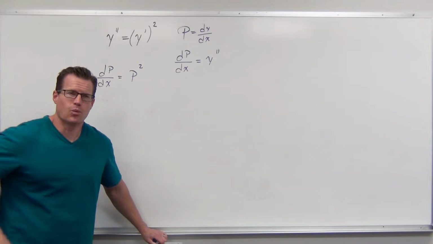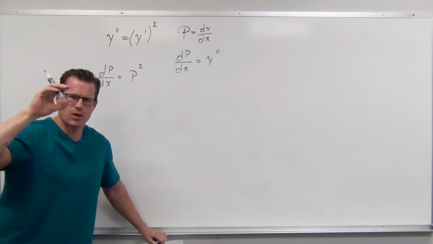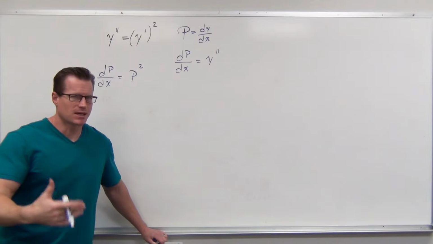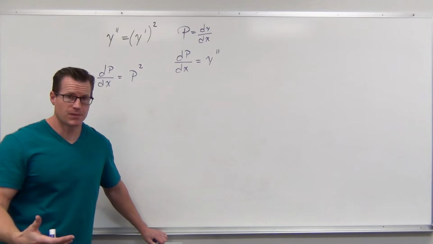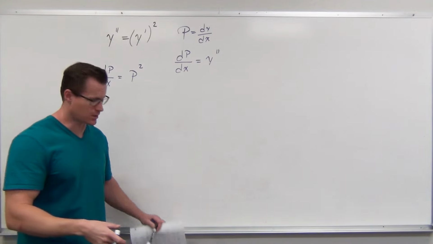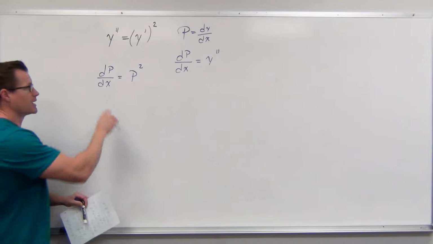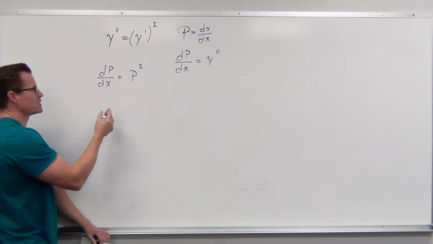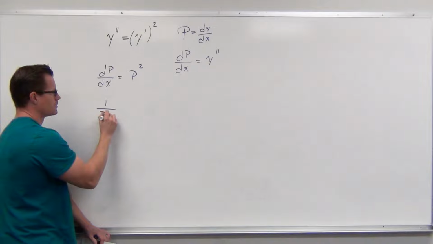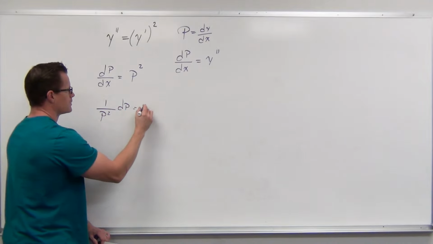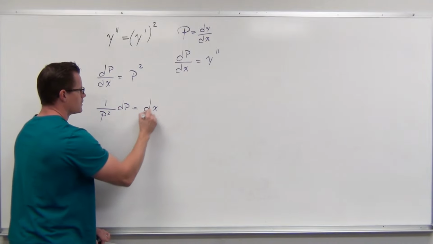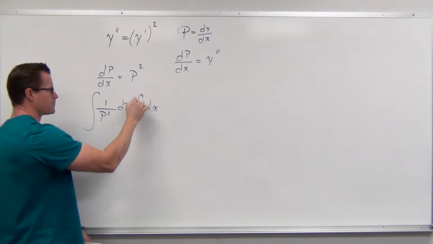Using the missing y option rather than the missing x option typically keeps things a lot cleaner. The other option works, but this is going to be cleaner for us. So let's continue with it. Hey, it's separable. Let's pull our p's over. Let's go ahead and integrate.